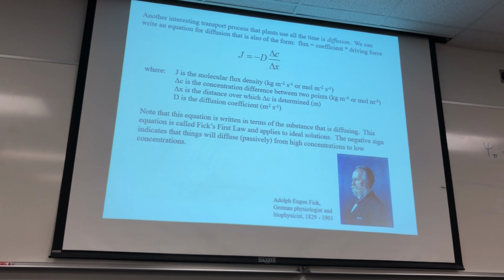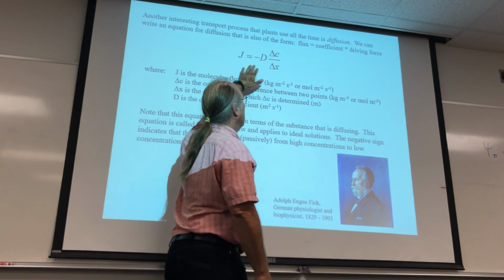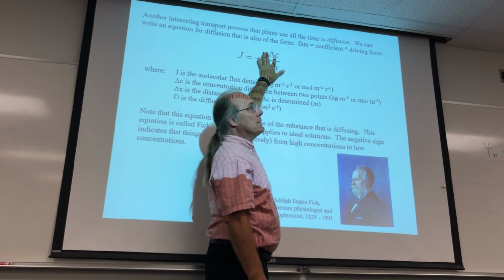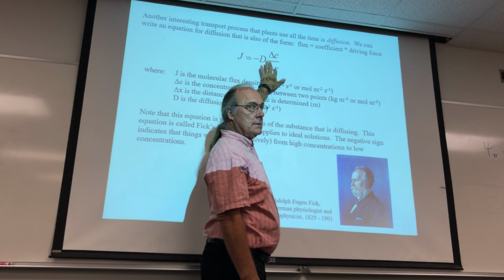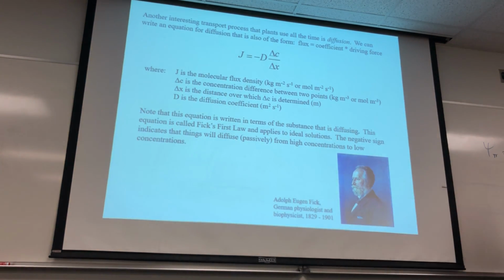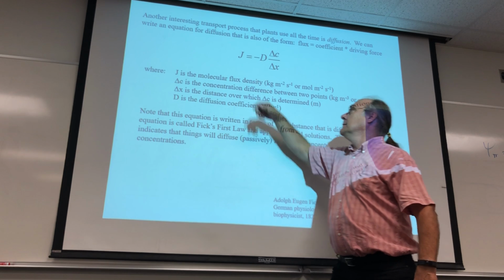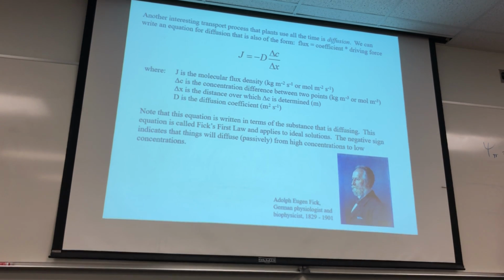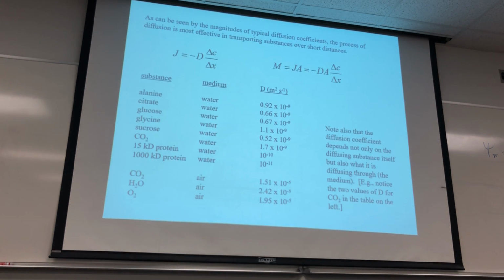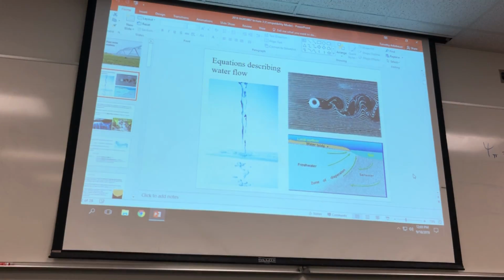And here's the diffusion equation, where I forgot the distance: the movement is the difference in concentrations over the distance. So it's high concentration moving to low concentration, typically written in terms of the thing that's doing the moving, the thing that's dissolved in the water, not in terms of water itself. Okay, diffusion coefficient. All right, so that's that.